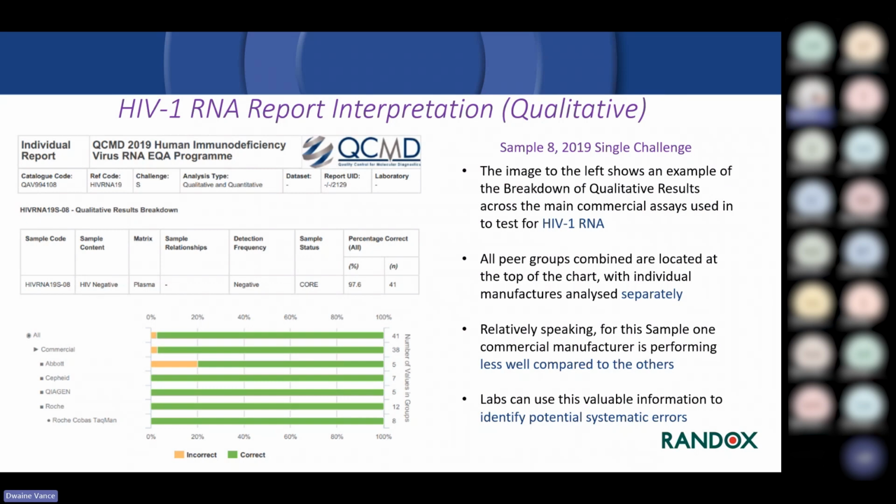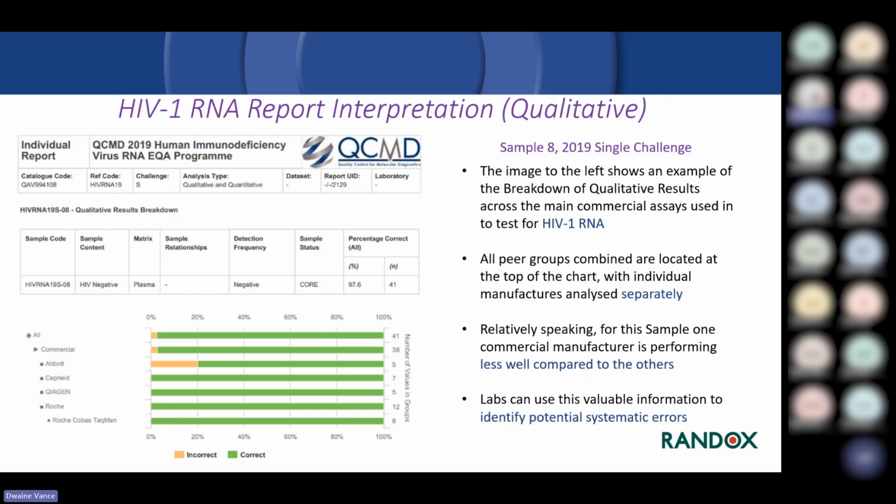All peer groups are combined and located at the top of the chart, with individual manufacturers analysed separately and showing as peer groups below the subheading commercial. Relatively speaking, for this particular sample, which is sample 8, one manufacturer is performing less well.